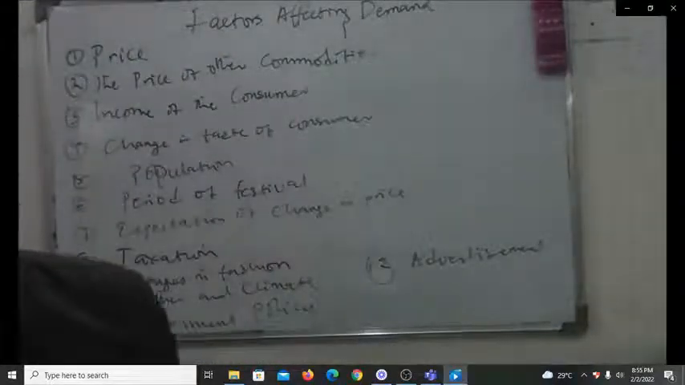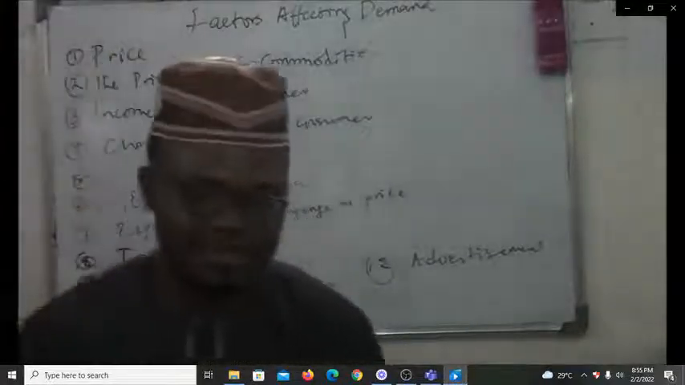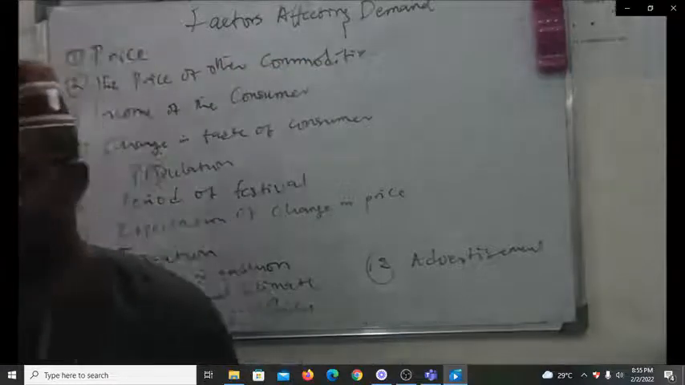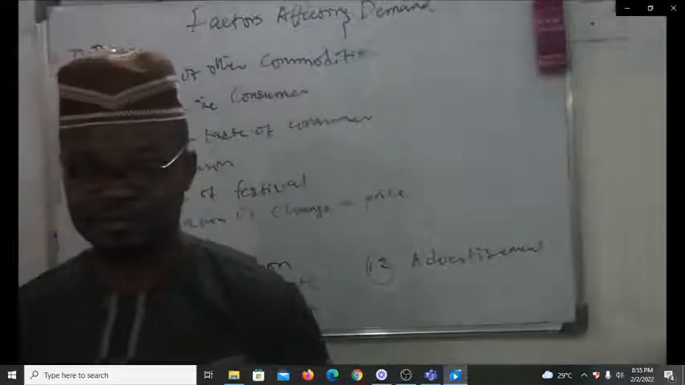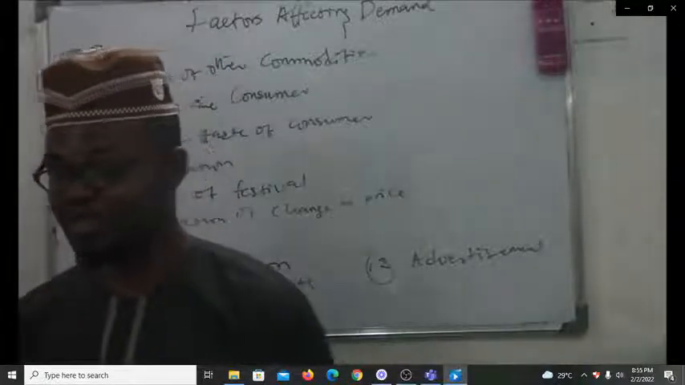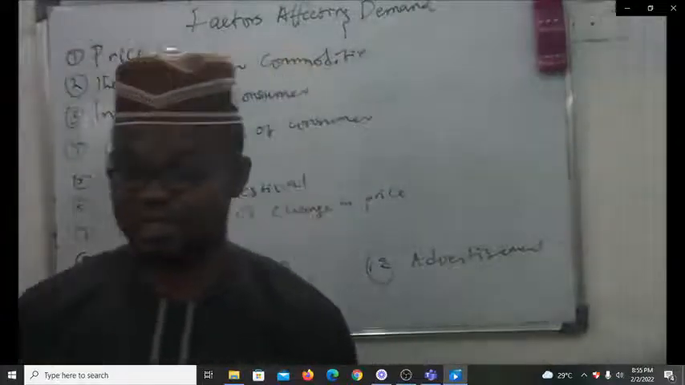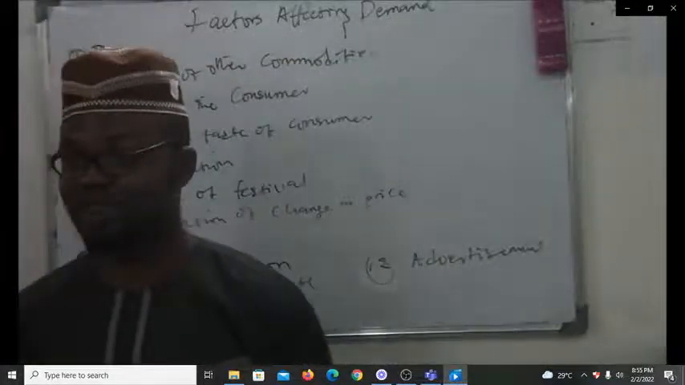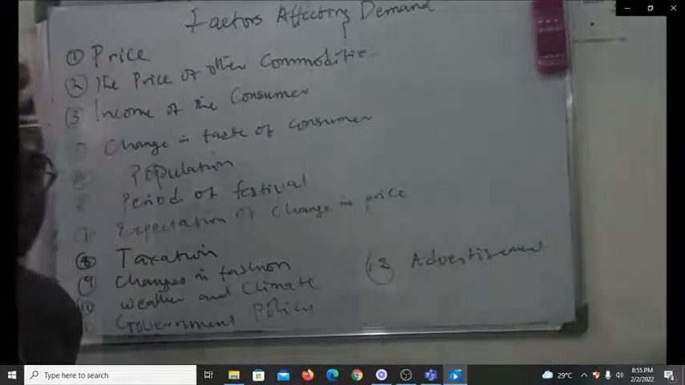Population. Anywhere you go and there are plenty of people, demand for things there, is it high or low? High. That's why Nigeria has more markets than most West African countries. Do you know why? Because the population of Nigeria is bigger than most of them. We're almost 200 million, I hope you know. So you see that people who want to come to Nigeria and do business, all those big companies, they want to come to Nigeria because there will be demand for their goods.